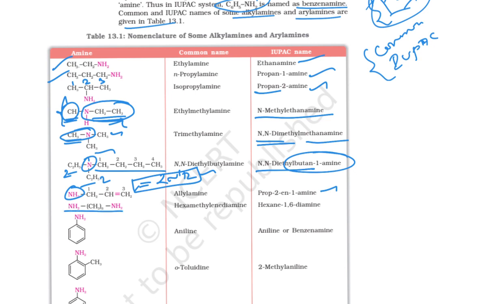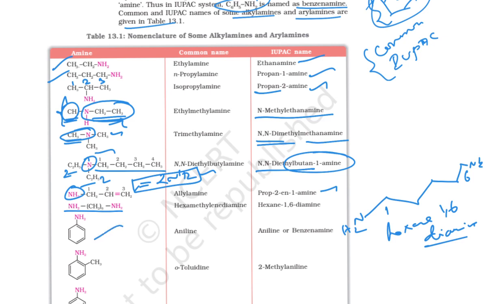So there are 6 carbons here. This is your NH2, 2, 4, 6. This is also NH2. So this is the first position and this is the sixth position. So hexane-1,6-diamine, hexane-1,6-diamine. Clear? So this is your aniline, and this is your 2-methylaniline.